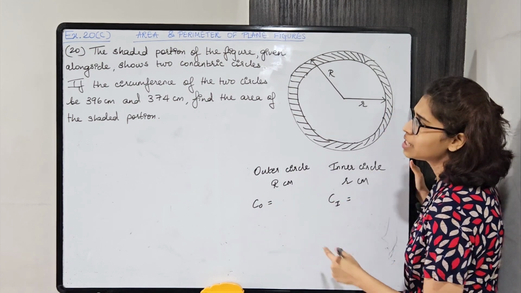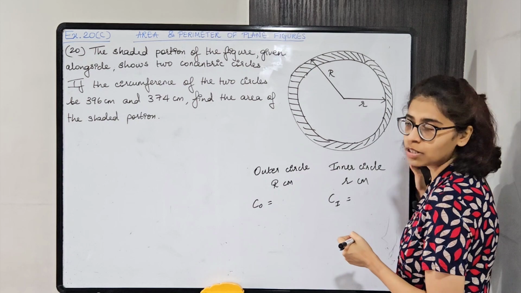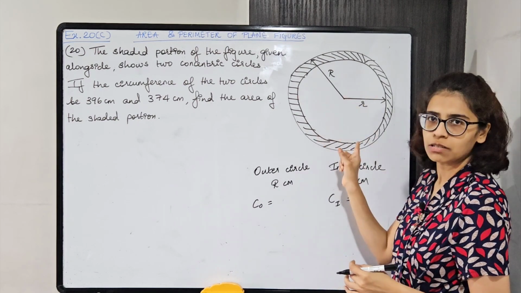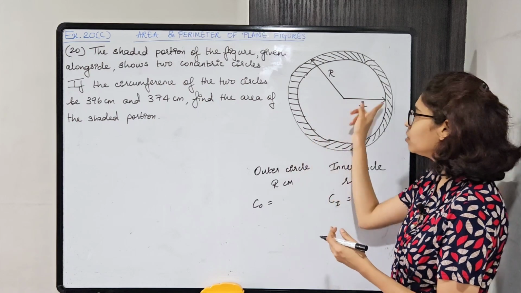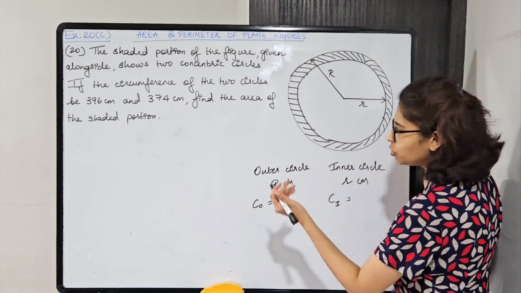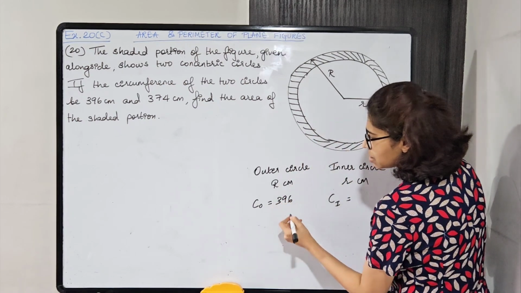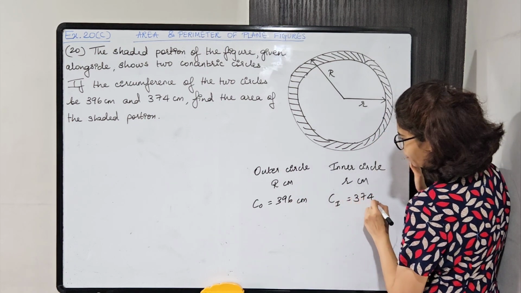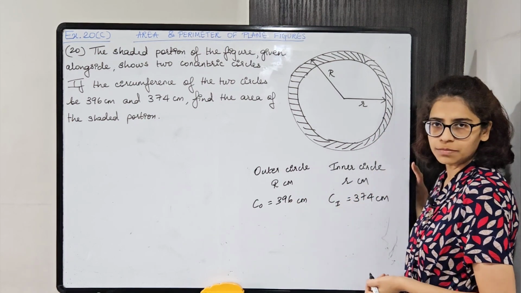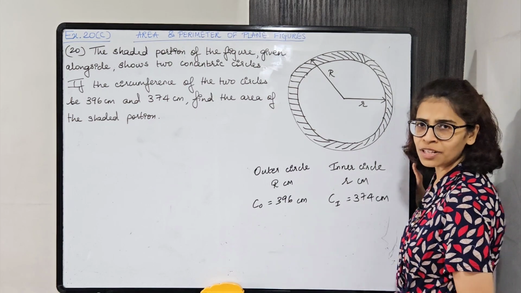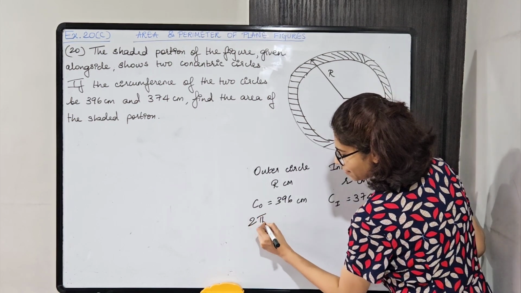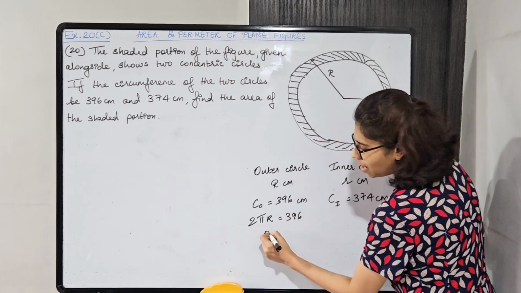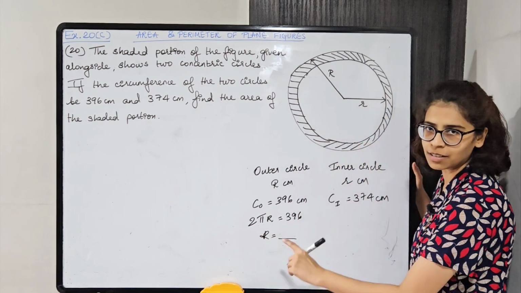Circumference is दिया है. It is 396 and 374. The greater value will hold for the outer circle and the lesser value for the inner circle. So 396 is the circumference of the outer circle and 374 for the inner circle. Circumference का फॉर्मूला क्या है? 2 pi r. सॉल्व करके r का वैल्यू मिल जाएगा, कैपिटल R का वैल्यू.